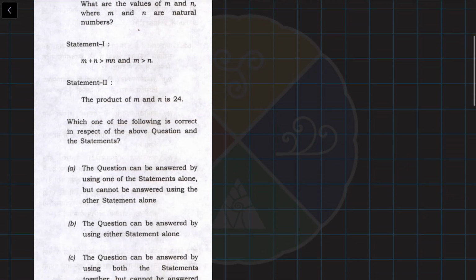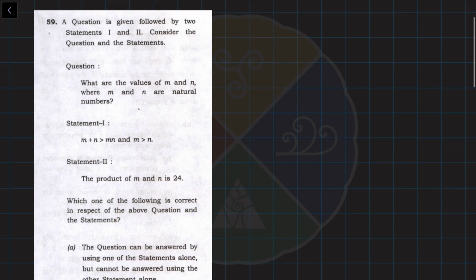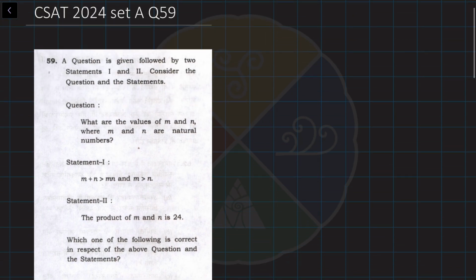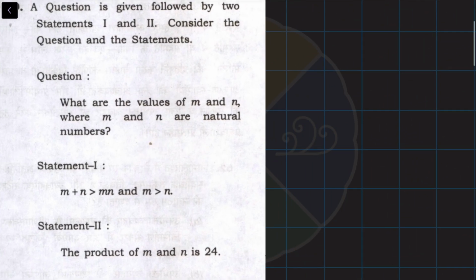Now, this is a statement question. In fact, half of the paper is occupied by this question. That itself can give enough trouble, but let's see. What are the values of m and n, where m and n are natural numbers?